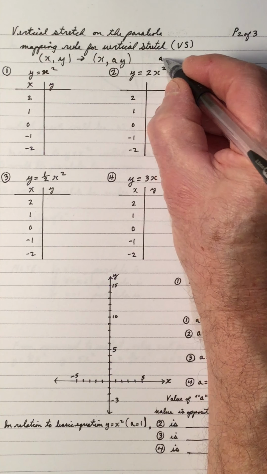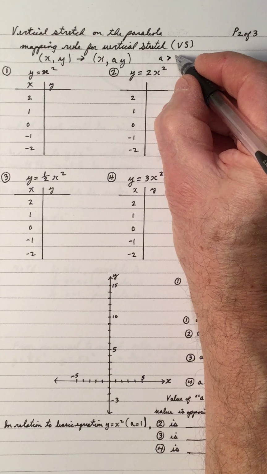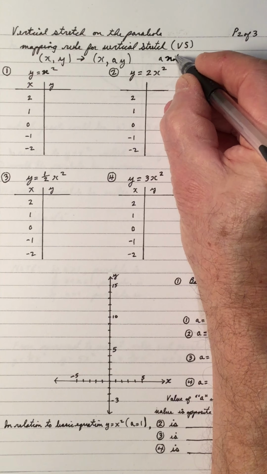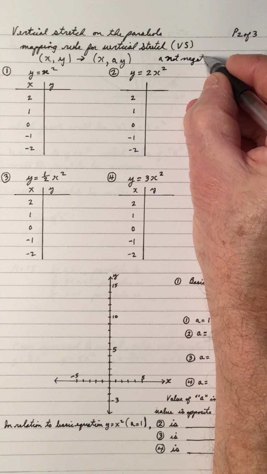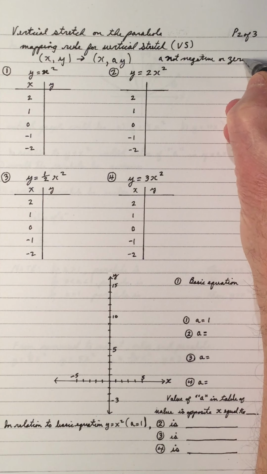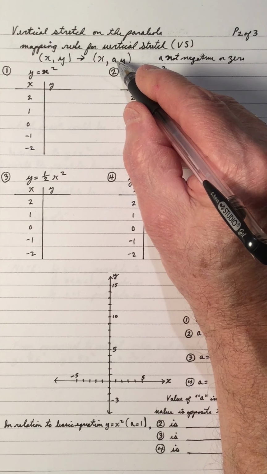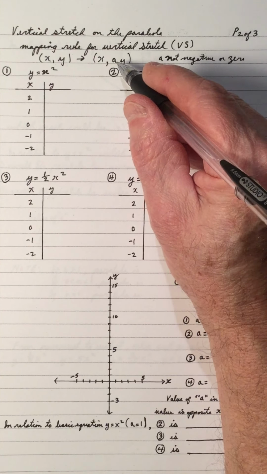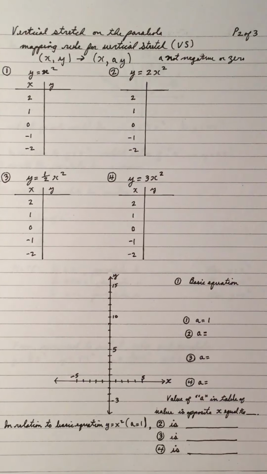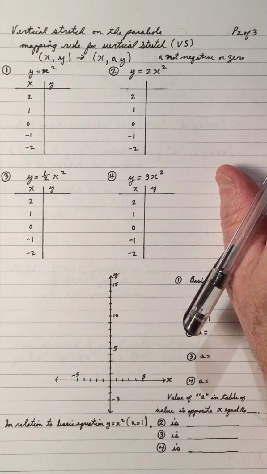Let's say A is not negative, is the best way to say it, or A is not 0. Because if A is 0, then we won't have a parabola. So the A we're looking at is the positive value of A, because if A is negative, it opens the parabola downward. If A is positive, the parabola opens upward. So we're only looking at A to be positive values, not the negatives.